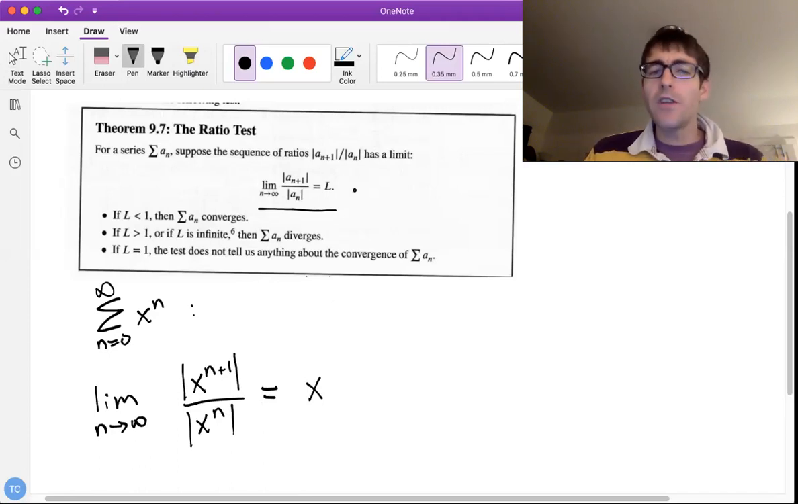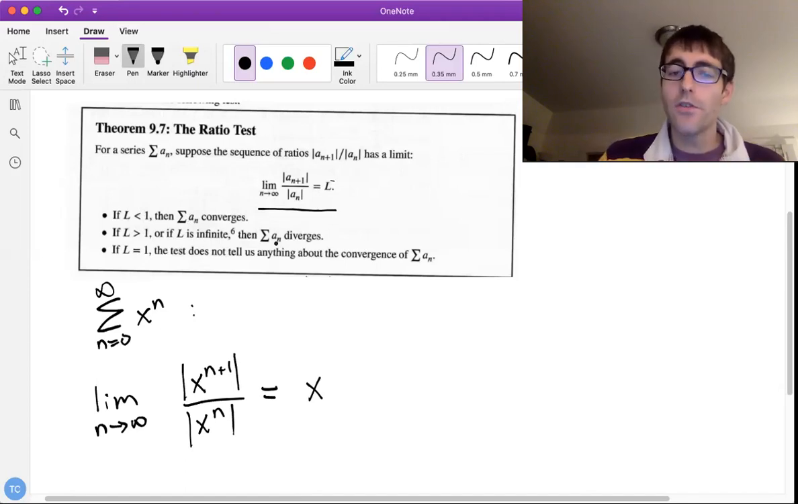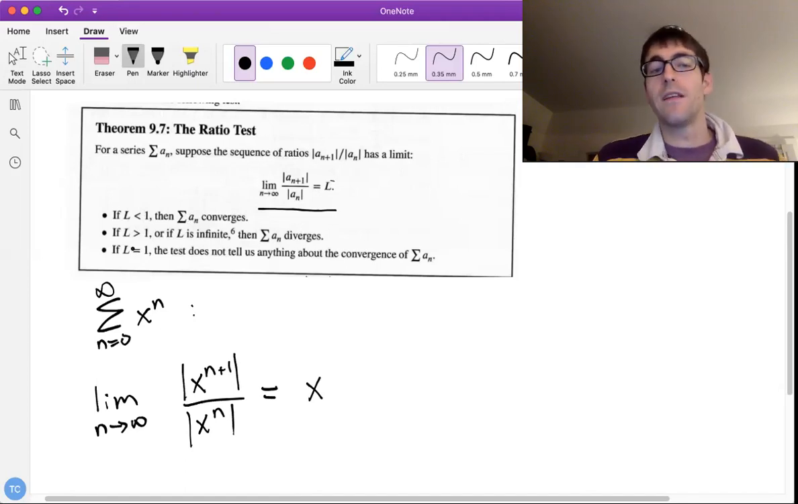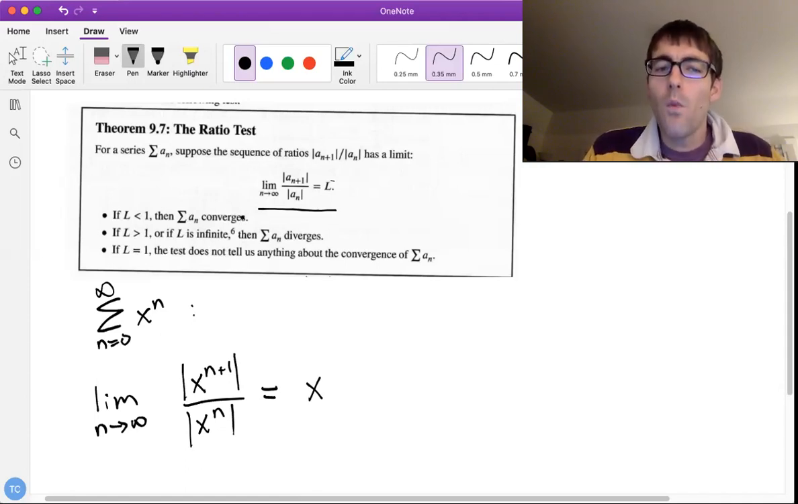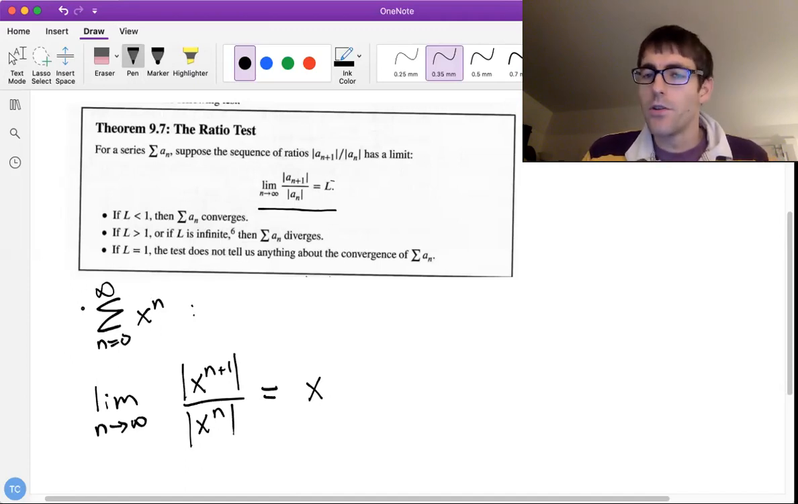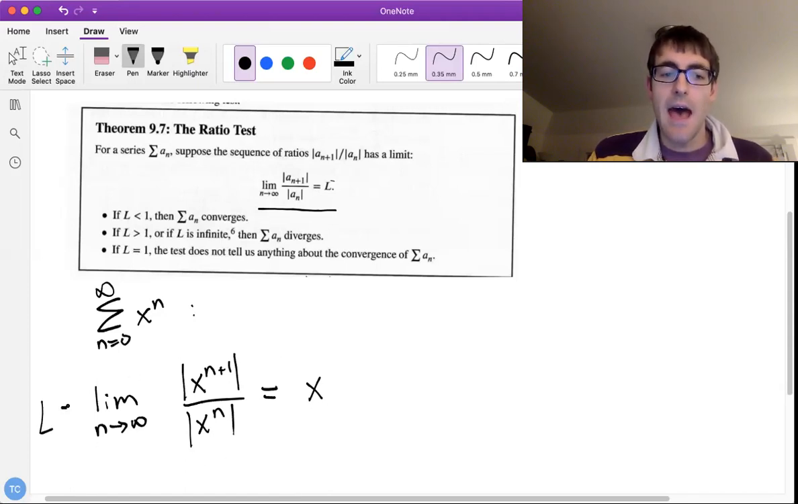And what the ratio test says is, depending on what L is, our series is either going to converge or diverge, if it's less than 1 or greater than 1, and if it's equal to 1, it actually doesn't tell us anything. So if we want to know for what values of x the series converges, we are basically asking for what values of x is this limit. So this thing is the L from up there.